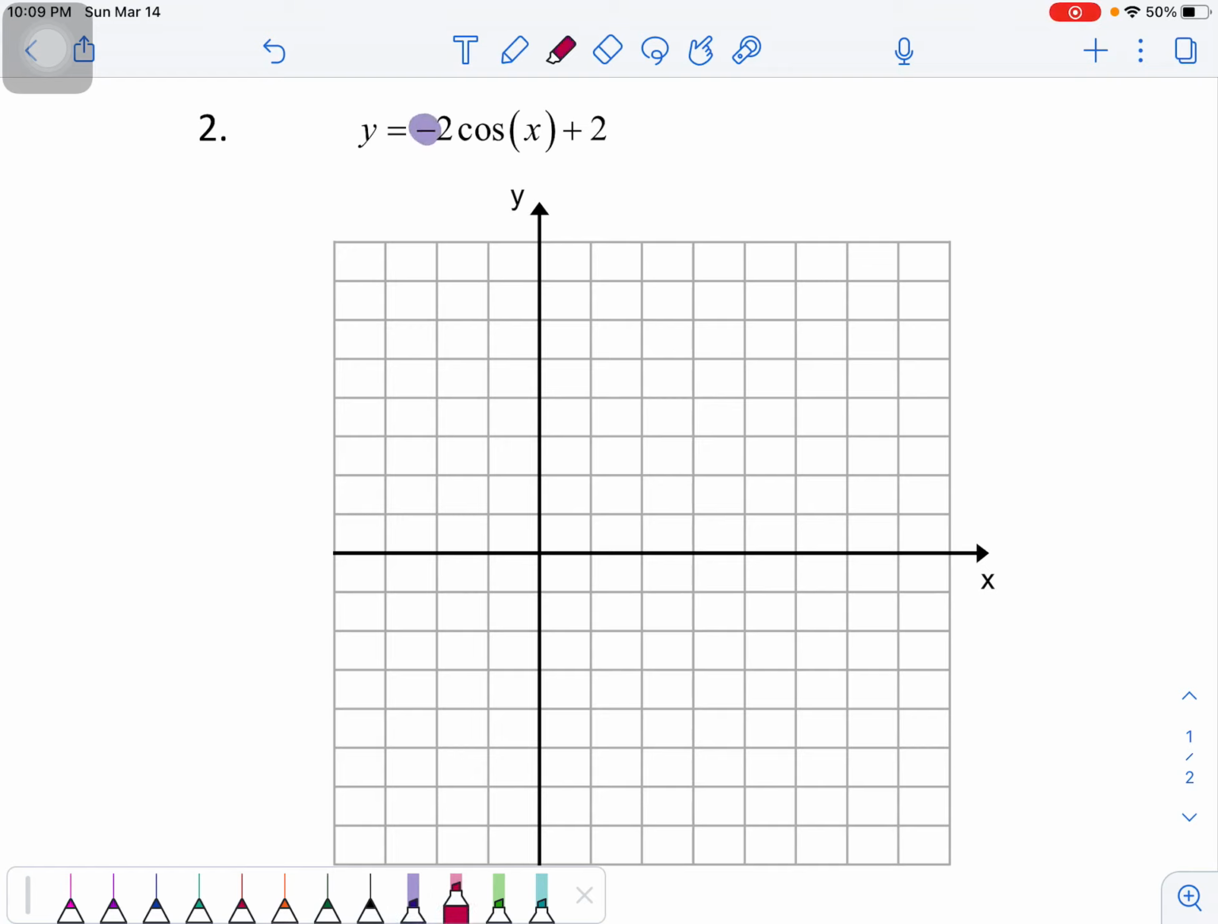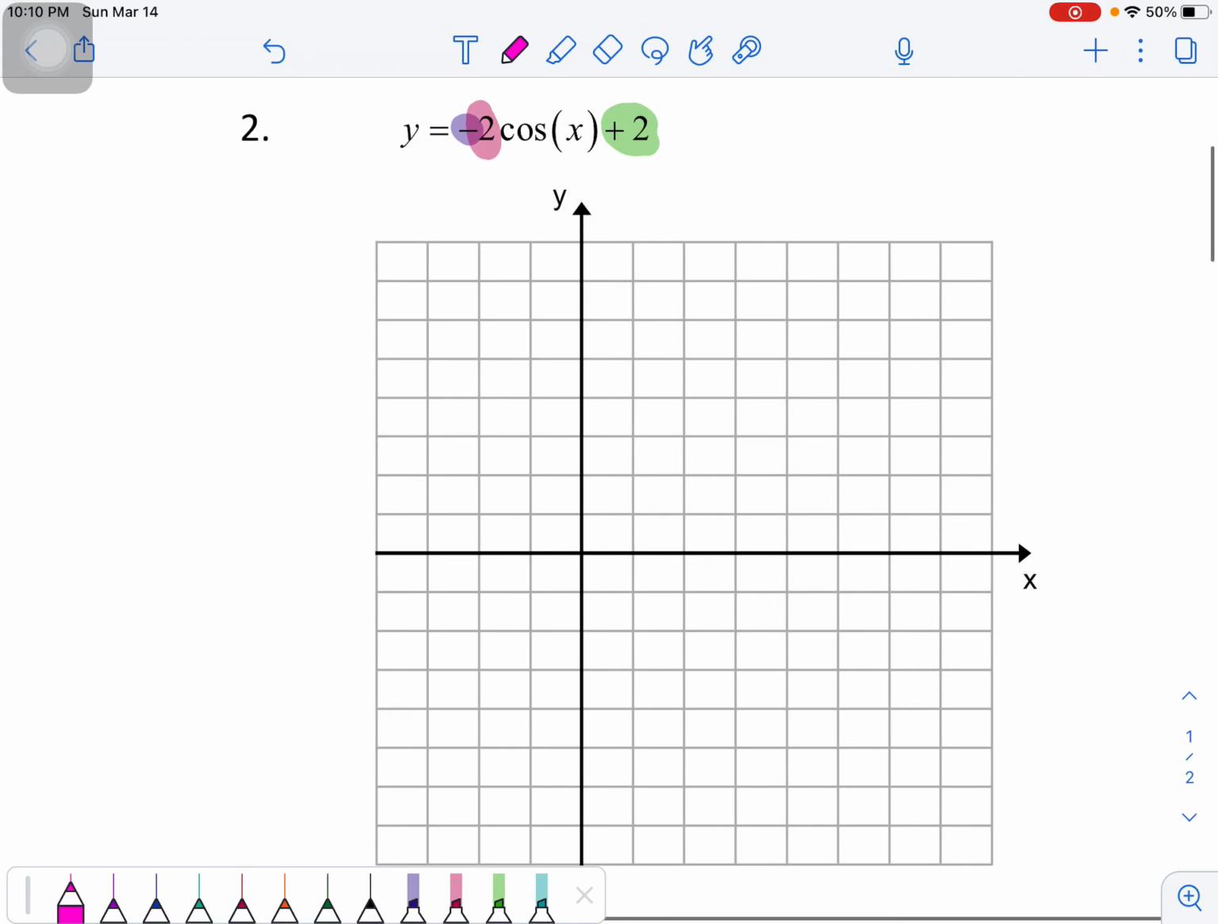I have a negative, need to pay attention to it. I have a coefficient of 2, that is definitely something to pay attention to, and a plus 2 at the end of the function. So in my list of important stuff, I have amplitude 2, period. There's no coefficient here for x, so period's 2 pi. So that's going to be my initial part.